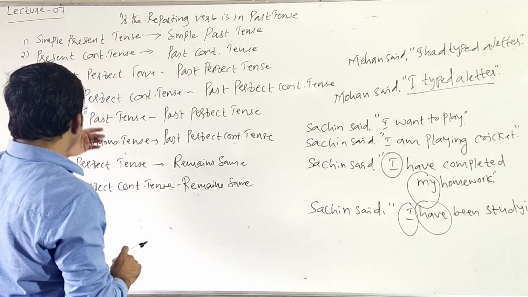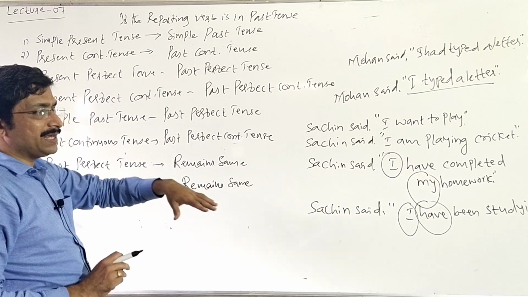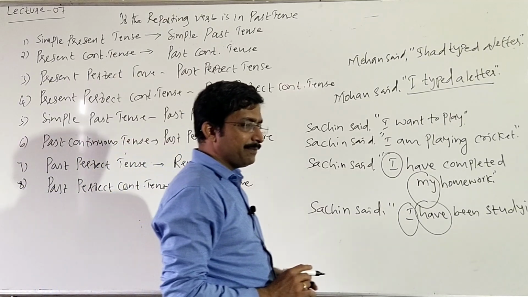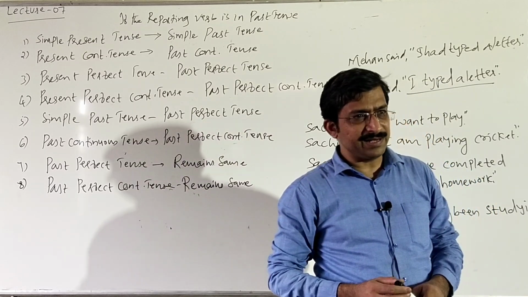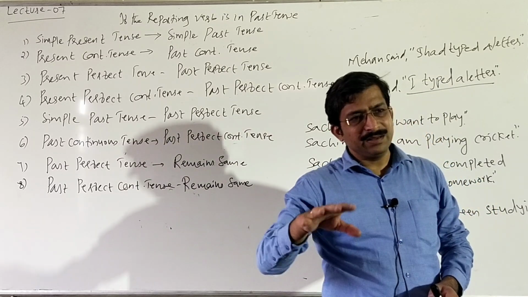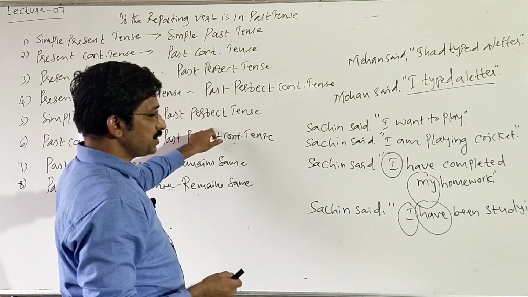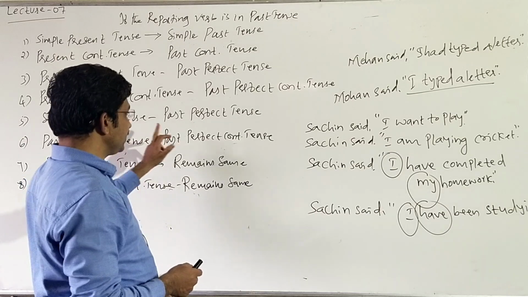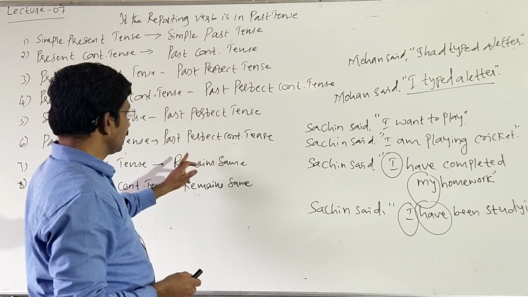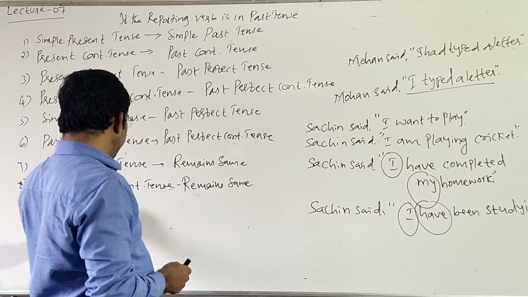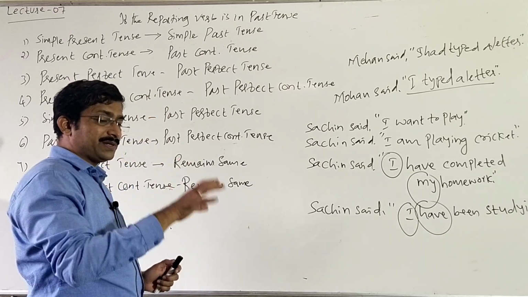So simple present tense changes into simple past tense, present continuous into past continuous, present perfect into past perfect, and present perfect continuous into past perfect continuous. Then simple past becomes past perfect, past continuous becomes past perfect continuous, and past perfect and past perfect continuous remain the same. This is about present and past.